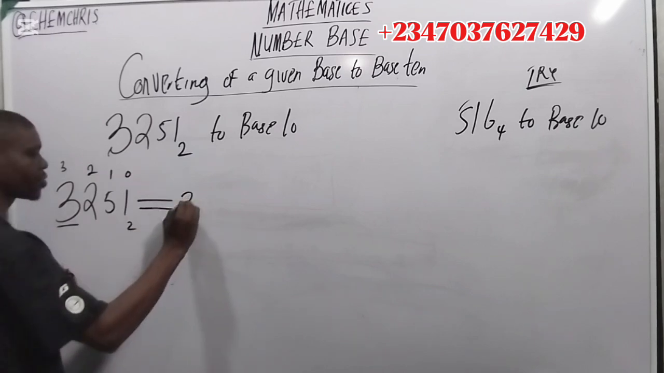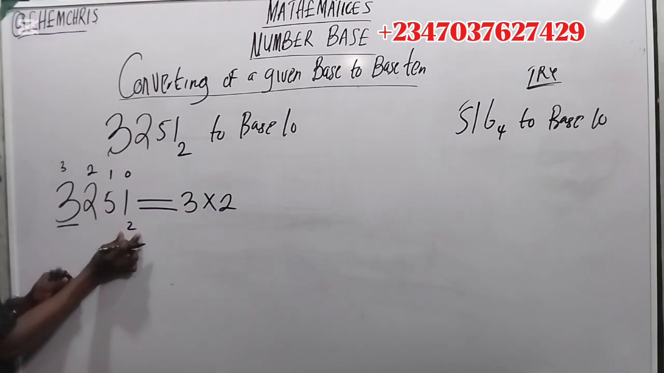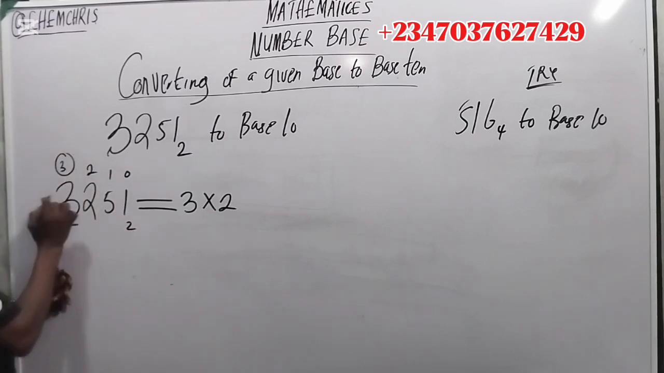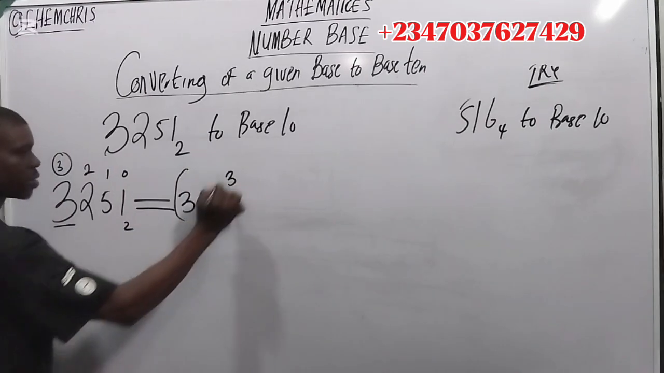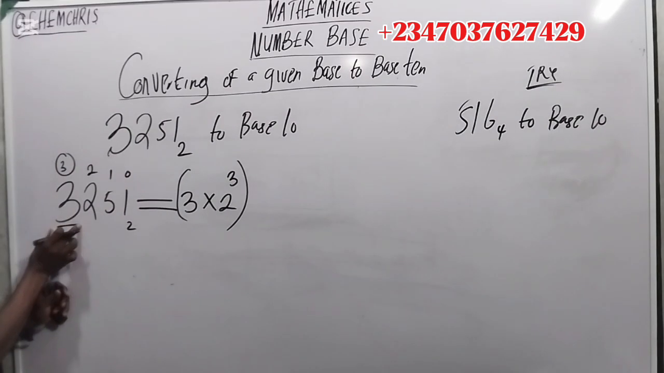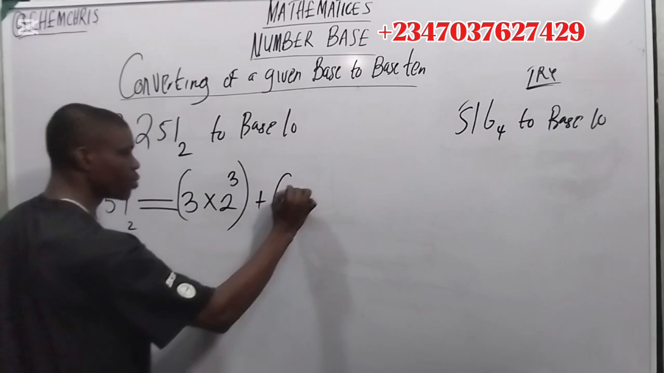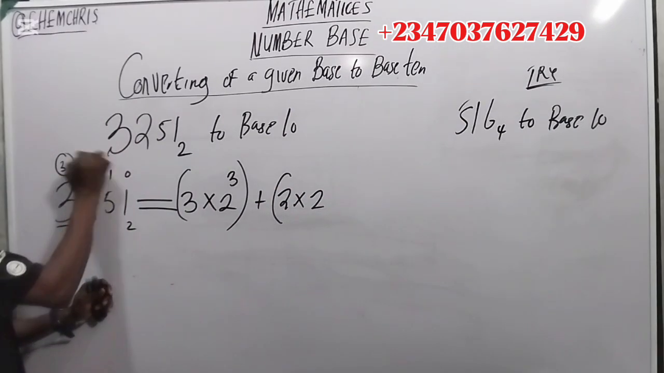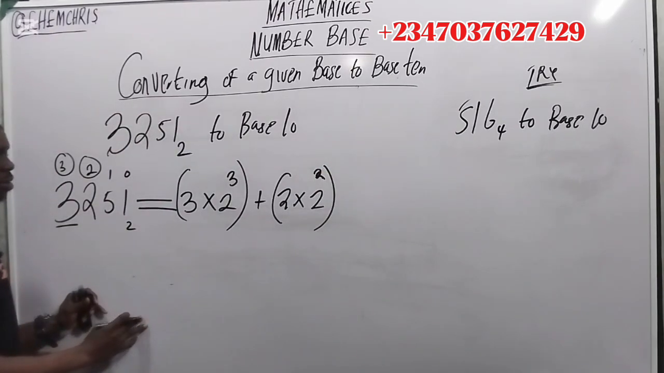It's going to be 3 times 2. Now this base is 2, so it is 3 times the base raised to the power of the position. So here we're going to do 3 times 2 to that power. Then we have done this one. We are done with 3. Let's move to the next digit. Plus, here we have 2 times 2 raised to what? What is the position here? It is 1. Plus.